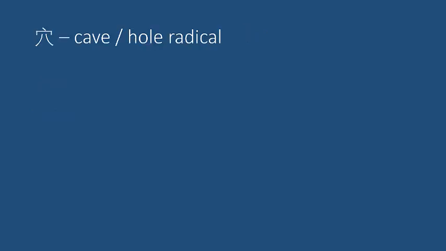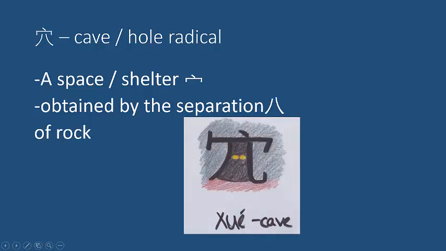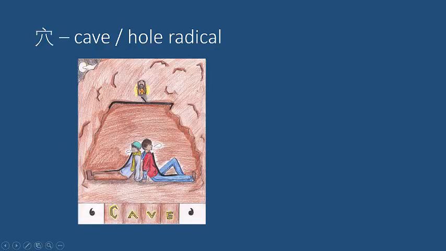Next is the cave radical. The cave radical starts with a roof, indicating the space or a shelter, and then the 8 character indicating a separation, a space that's created by a separation of rock, the cave radical. We see the cave radical illustrated here in the character for to wear. It's at the top because your clothes make a kind of shelter or cave that you climb into.